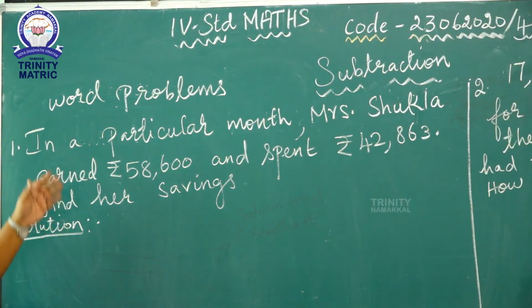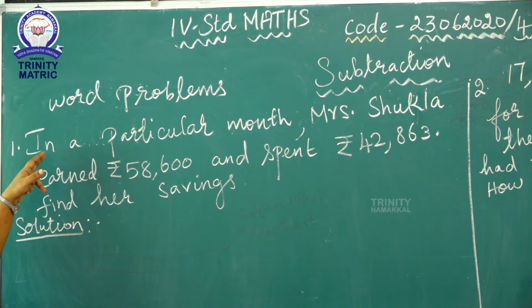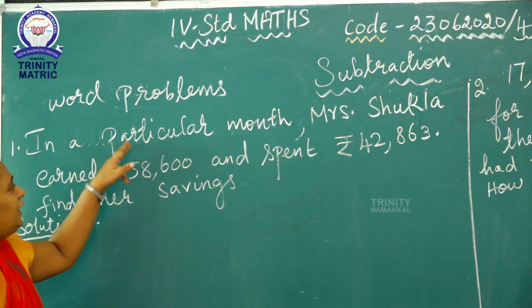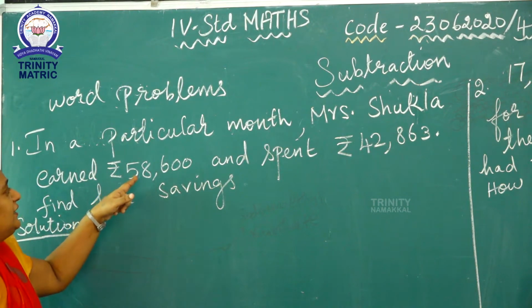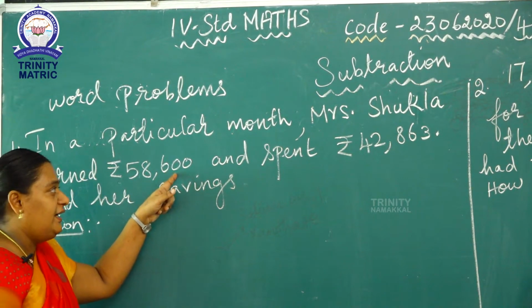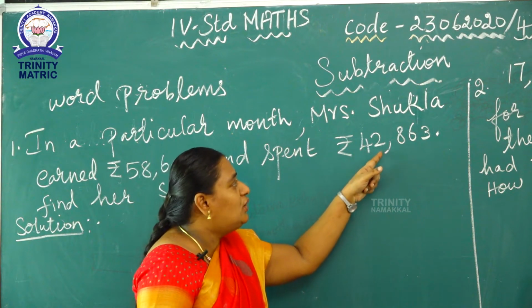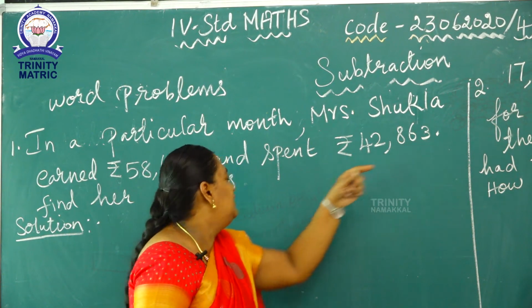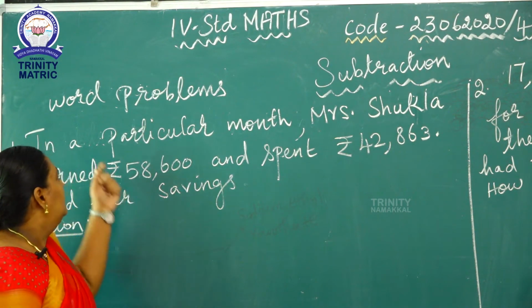Next, children, we see the word problem of subtraction. So first sum, okay, listen carefully. In a particular month, Mrs. Shukla earned rupees 58,600 and spent rupees 42,863. Find her savings.